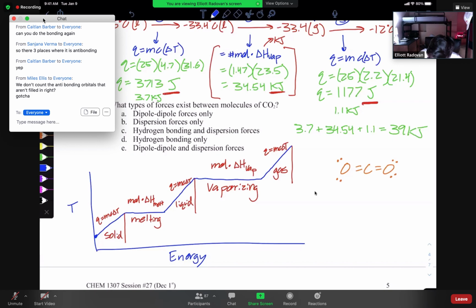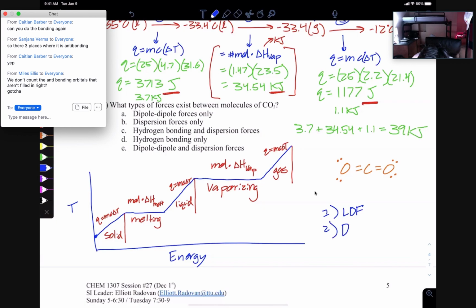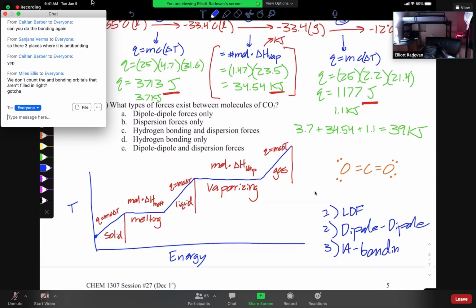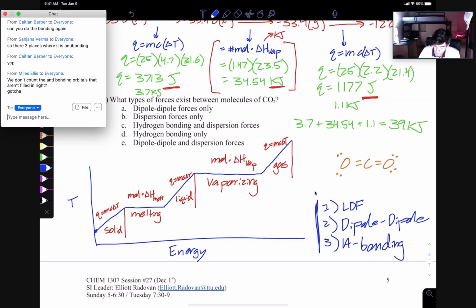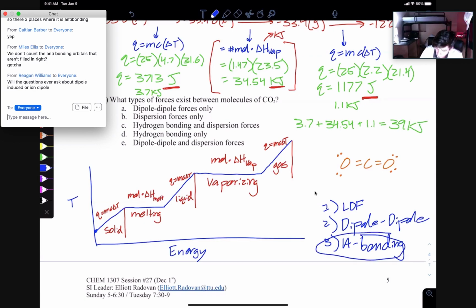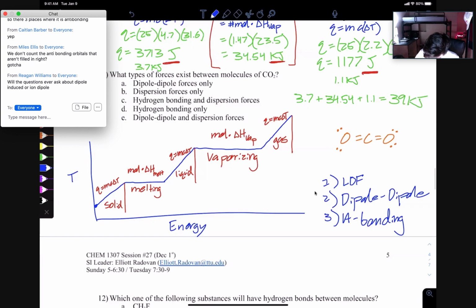So it's only talking about 3 types. So London dispersion forces, dipole-dipole, and hydrogen bonding. Okay, so for any molecule, this is sort of like a priority list or a tier list. So if it has something that's higher priority, it also has the ones below. So if it has hydrogen bonding, then it also has dipole-dipole, and it also has London dispersion forces. Okay, so we just go through this list.